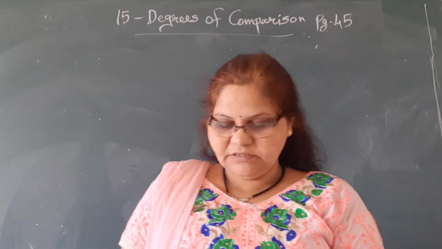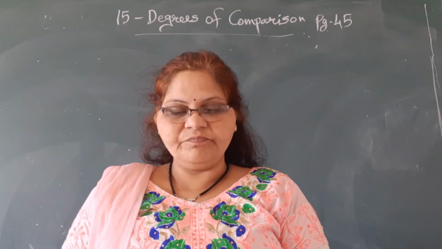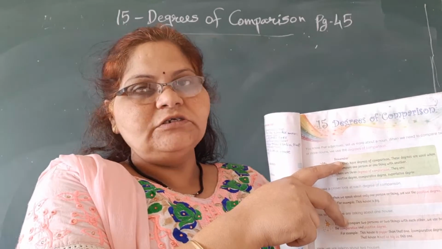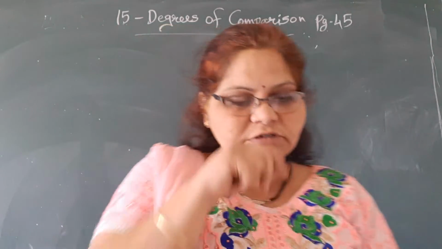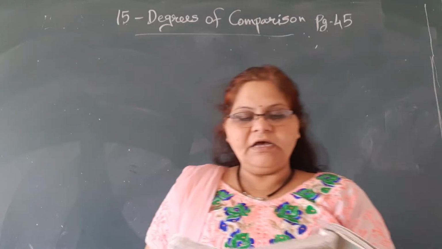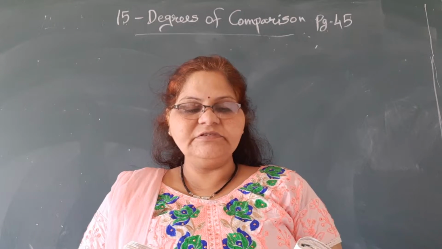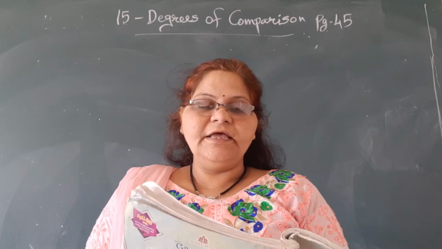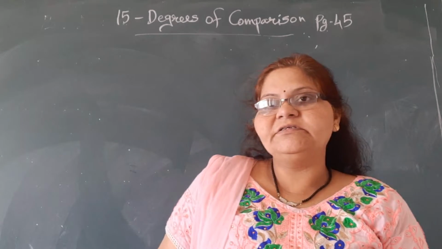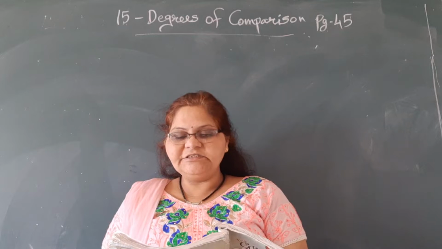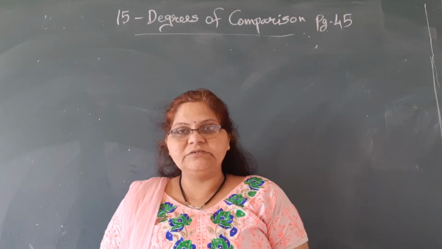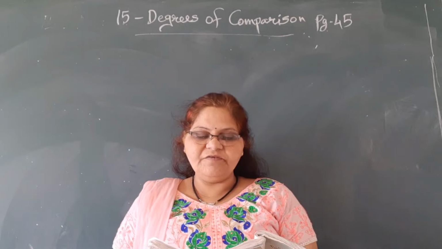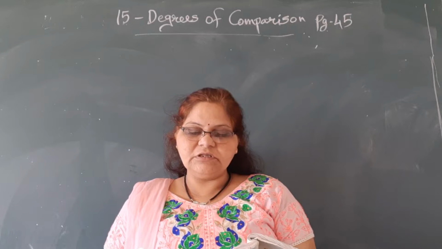Next, see in your book, page number 45. See, a green box is there. You have to just go through this and see what is written. I am going to explain. Remember, adjectives have degrees of comparison. As I have told you before, adjectives tell us more about a noun. And adjectives have degrees of comparison. These degrees are used when we compare one person or thing with another.